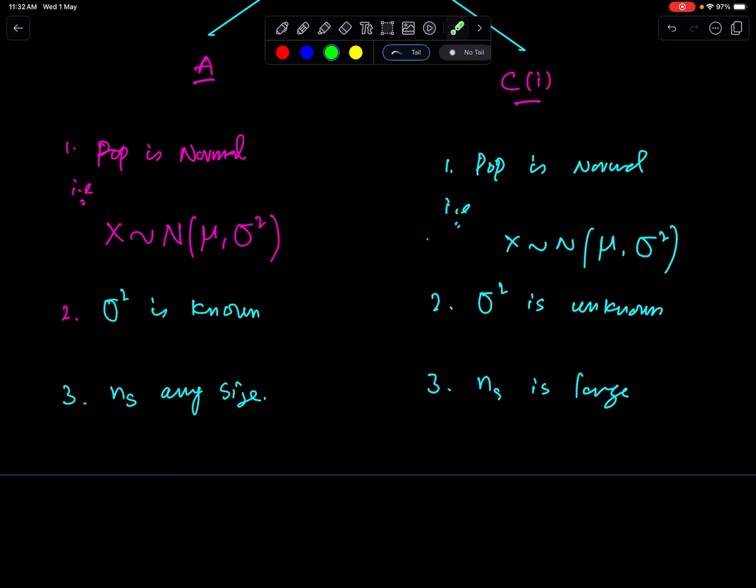Now check the similarities. Population is normal, population is normal. Different things: sigma square is unknown here, and sigma square is known there. Is any size, n is large. So these are 2 different things and this is the same thing.